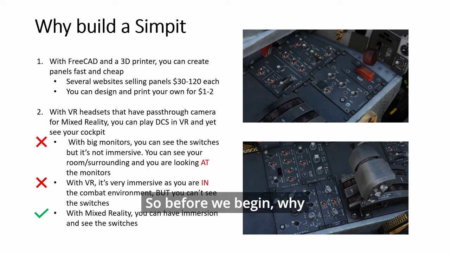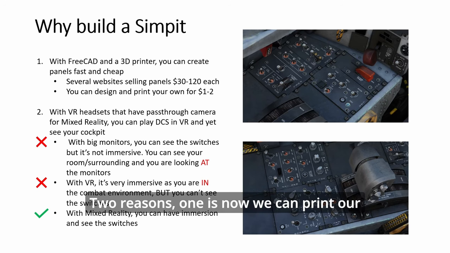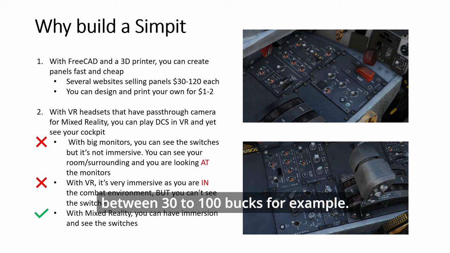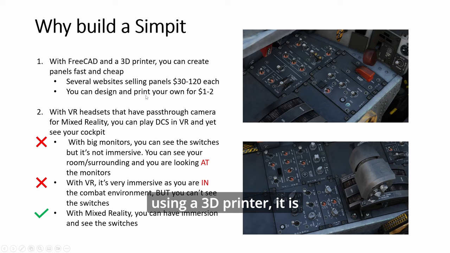So before we begin, why bother building a Simpit? Two reasons. One is now we can print our own panels. Those out there in the market, some websites selling panels for the A10C, Apache, the Viper, the Hornet, can cost between 30 to 100 bucks, for example. And if you design in FreeCAD and print using a 3D printer, it is much cheaper, a few dollars. For a $25 PLA roll, you can print many panels.